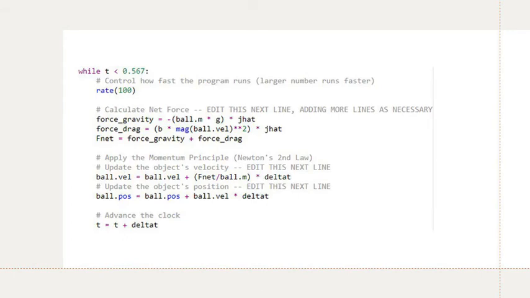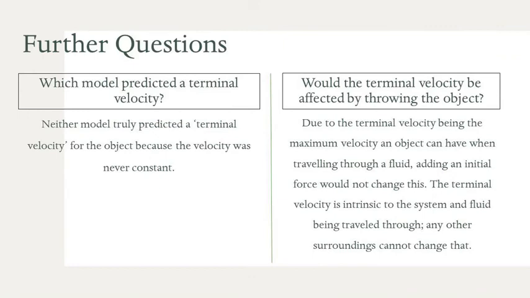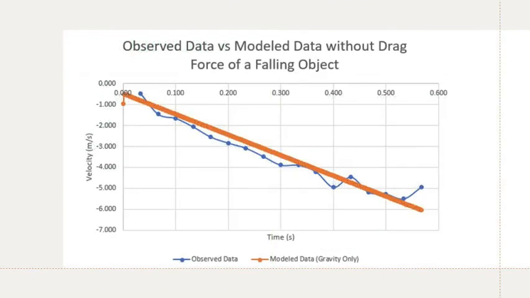Now, some further questions that were posed was, which model predicted a terminal velocity? And from what I found, neither model truly predicted a terminal velocity because the velocity was never constant over time in either of the models. And that could be because the weight of the object that I used was so light, and the distance that I dropped it from was so short, that I just never had a chance to reach terminal velocity.